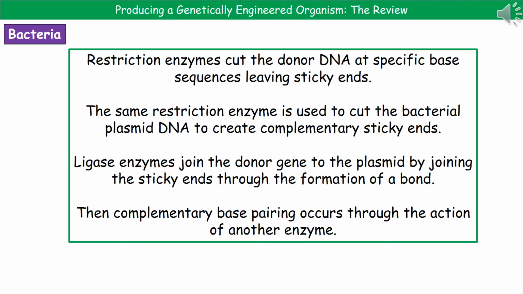The second enzyme that we mentioned was the ligase enzyme, and ligase joins the gene to the plasmid by joining those sticky ends, forming a bond between them. So that then gives us the two key enzymes that are involved in actually making our vector with the gene joined to it.